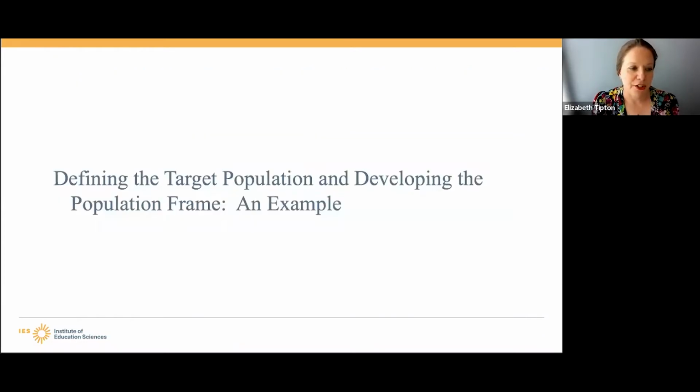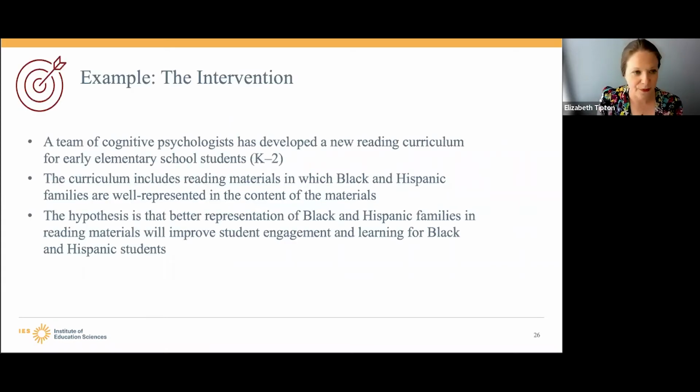Okay, so now I'm going to give you an example so you can see how this would work in practice. We're following this example, by the way, throughout. So we're imagining an intervention in which a team of cognitive psychologists are developing a new reading program for early elementary school, K through 2. The curriculum focuses on reading materials that include Black and Hispanic families throughout the materials. Their hypothesis is that by including better representation of Black and Hispanic families in the reading materials, it will improve student engagement and learning for these students.